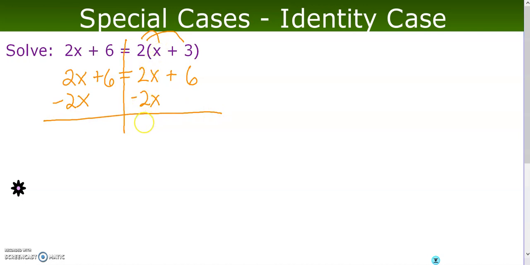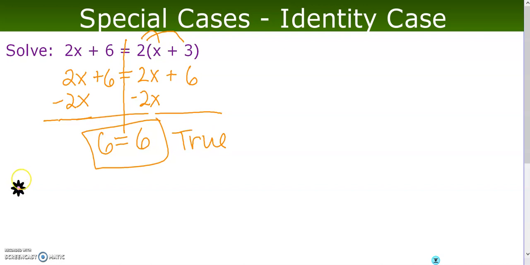So I have 2x minus 2x, that's 0. I don't even have to write it, actually. It is 0. I do have a 6 left over on that right side. On the left side, same thing happens. 2x minus 2x is 0. Again, we don't need to write that, but we are going to finish it off, and we get 6 equals 6. I get a true statement. 6 equals 6. That is true, but what happened?